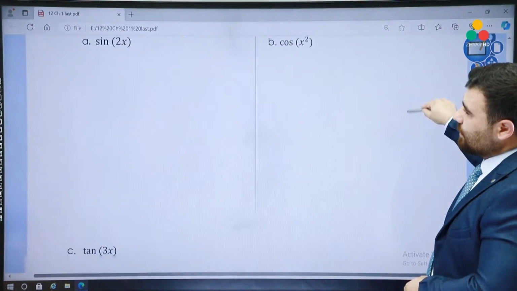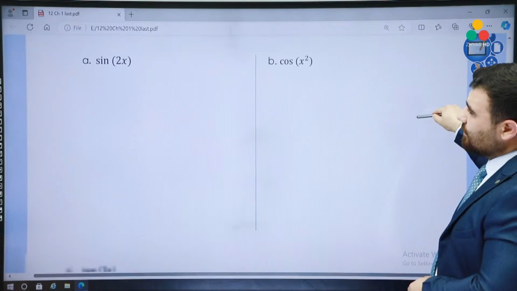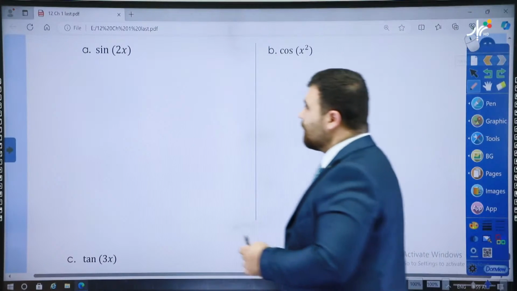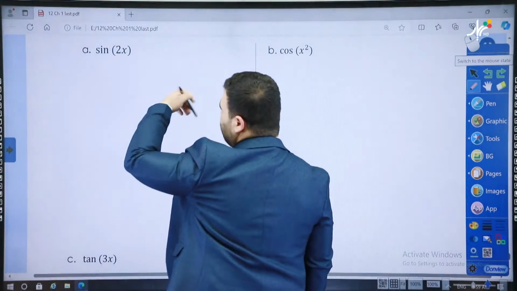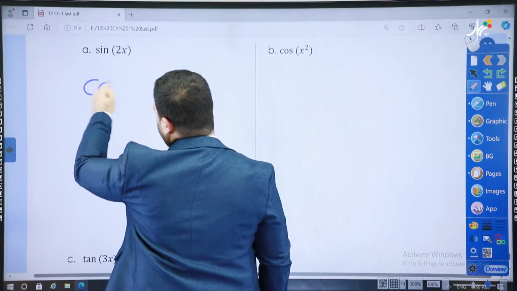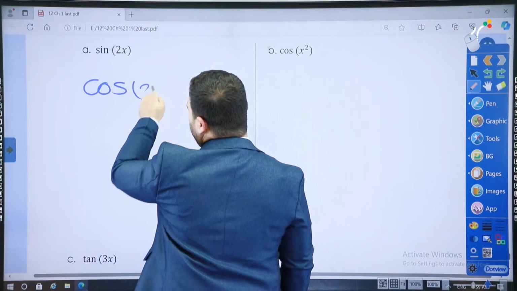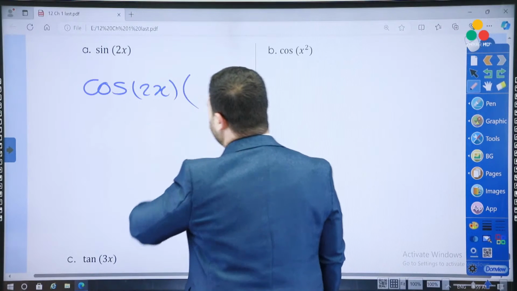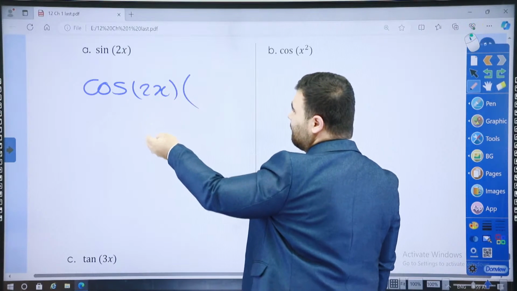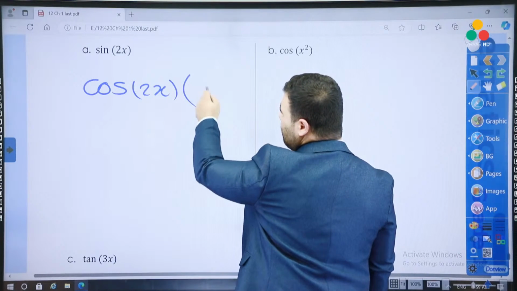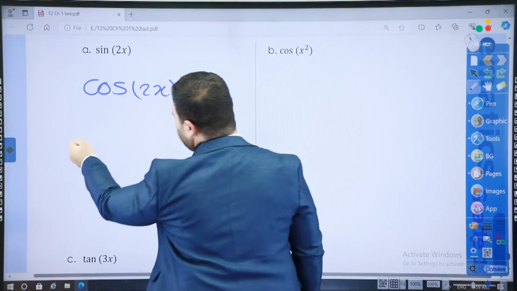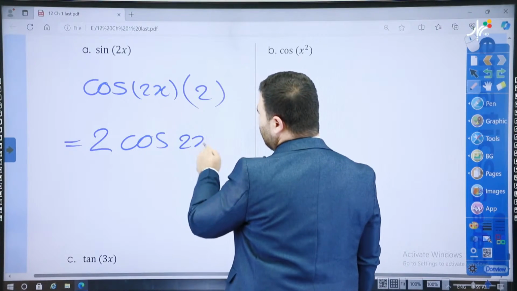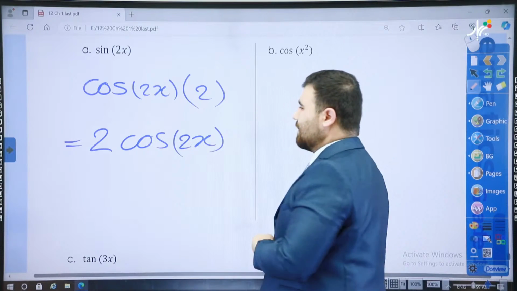We have some examples here. Find f prime of x. What's the derivative of sine? The derivative of sine is cosine. The 2x stays as it is. Then times the derivative of the inside. What's the derivative of 2x? It's 2. So the final answer is 2 cosine 2x.